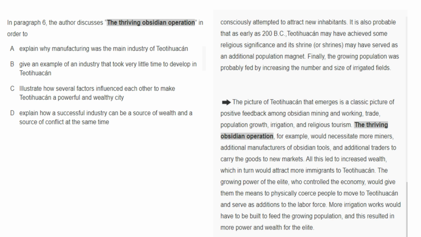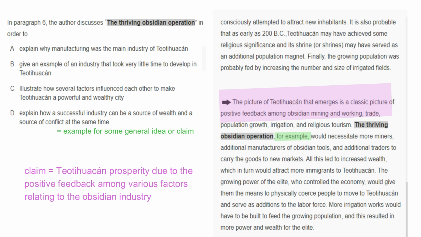Question 2. The phrase "for example" clearly signals that the discussion of the thriving obsidian operation is an illustration of the general idea presented in the preceding sentence. The picture of Teotihuacan that emerges is a classic picture of positive feedback among obsidian mining and working, trade, population growth, irrigation, and religious tourism. With that context, the correct option should be talking about the positive feedback among various factors.